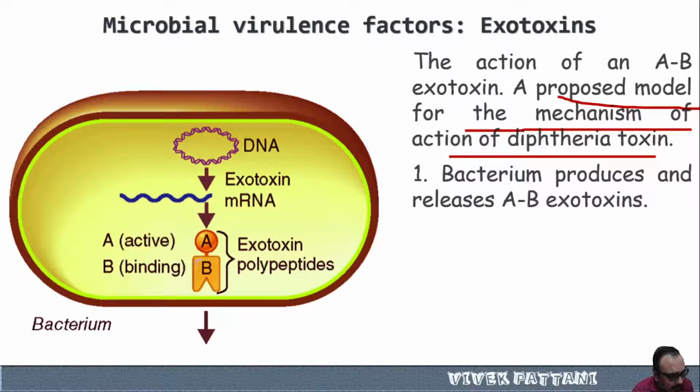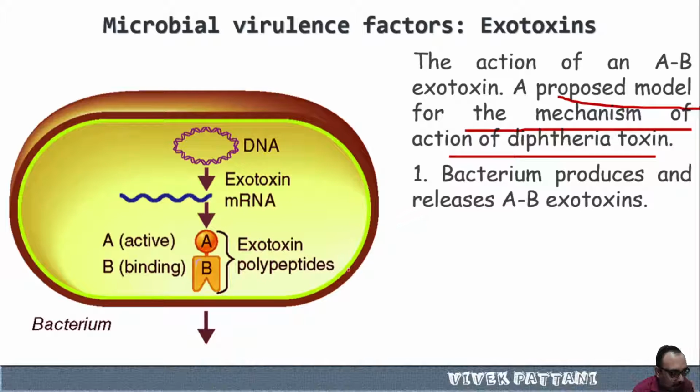Right now I'm going to discuss the AB type of exotoxin, but there are two other types, which are membrane disrupting toxins, and some are also termed superantigens. What are superantigens? I will explain that later. So right now I'm going to start the mechanism of the AB toxin.